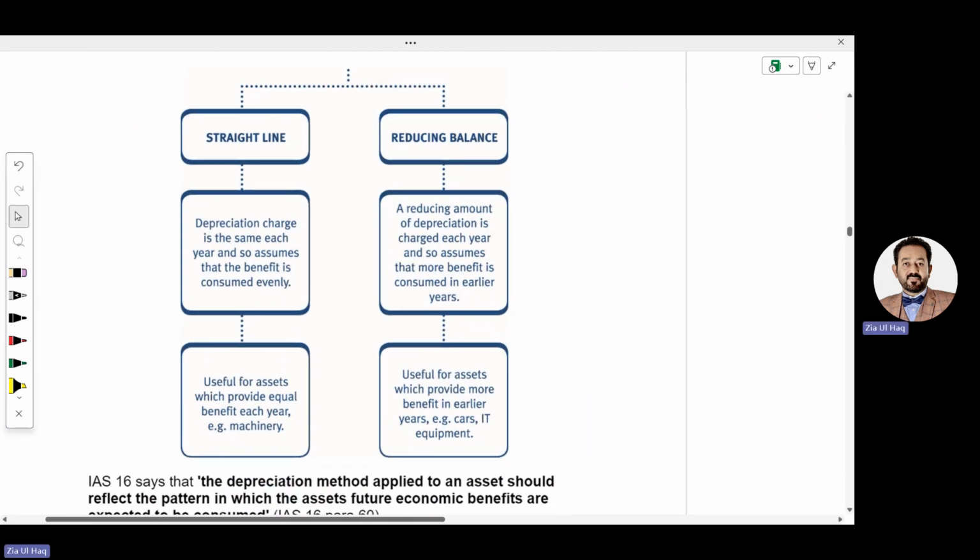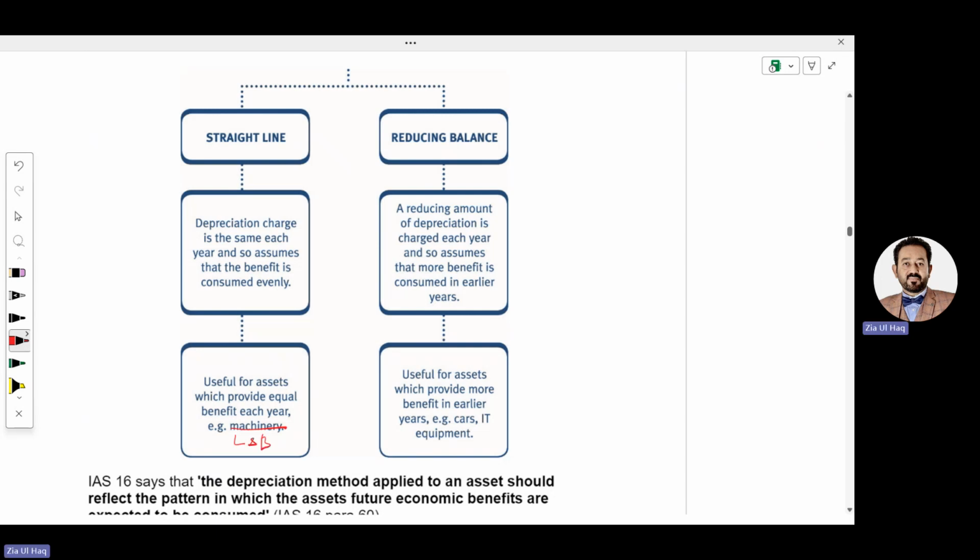There are two methods, straight line method. Depreciation charge is the same each year, and so we assume that the benefit is consumed evenly. Useful for an asset which provides equal benefit each year, not machinery. You can say land.